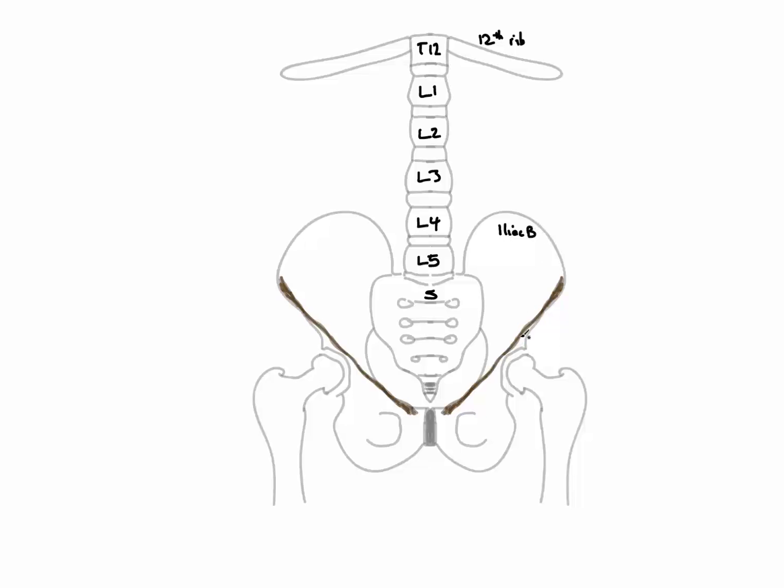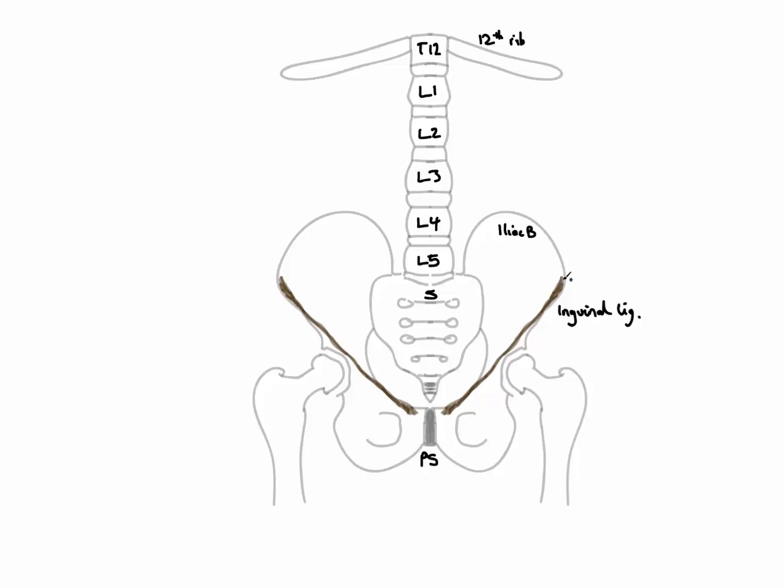We can see the inguinal ligament. We can see the femur, the pubic bone and the pubic symphysis in the midline here. Here's the pubic tubercle, which has the inguinal ligament attaching to it. This is the anterior superior iliac spine.